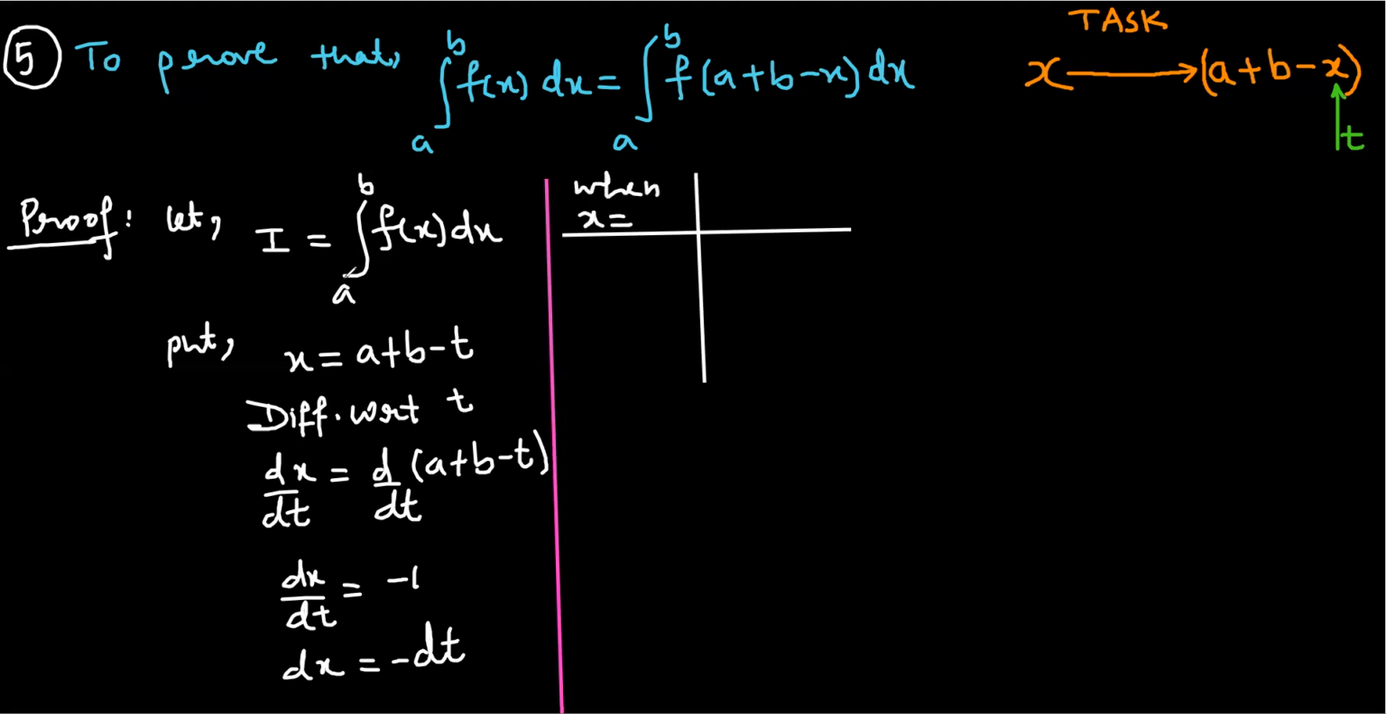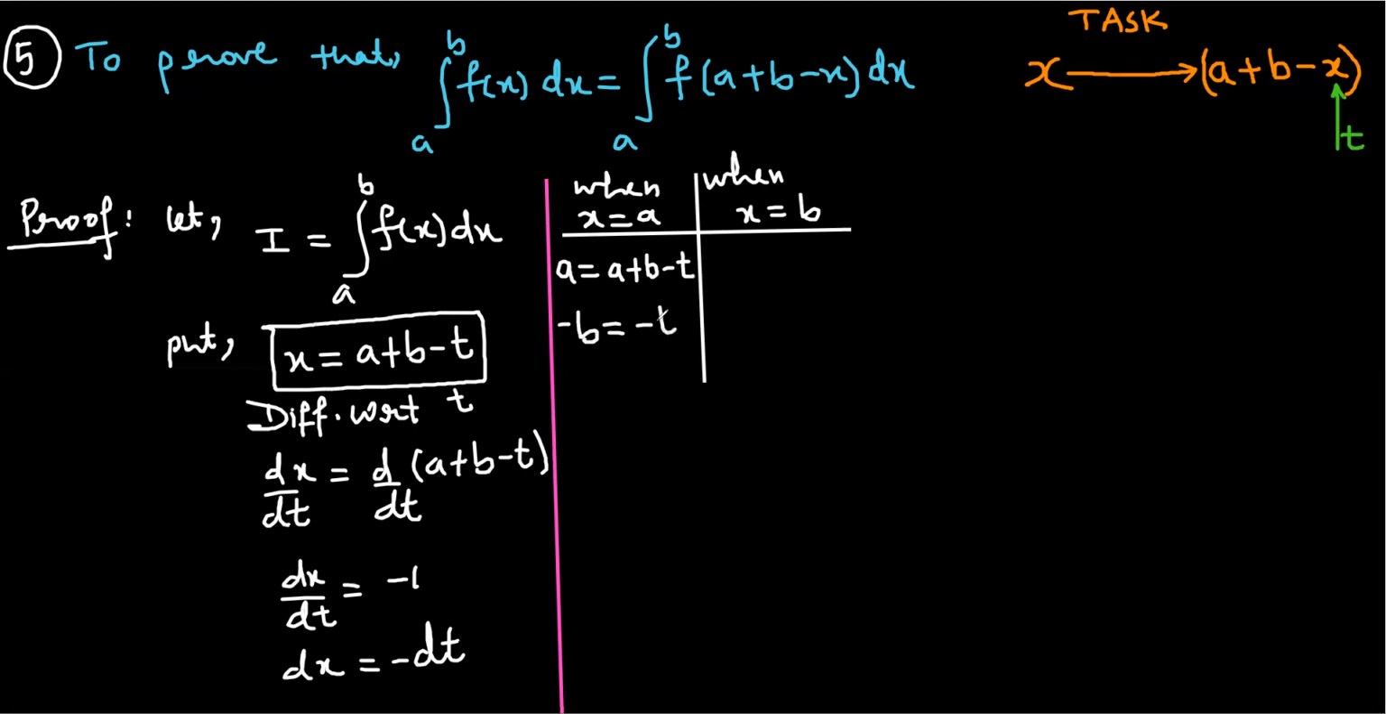The interval for x was a to b. So when x is a and when x is b. When x is a, here I substitute a, I will get t: a equals a plus b minus t. So a cancels, you get negative b equals negative t. This gets you t equals b.